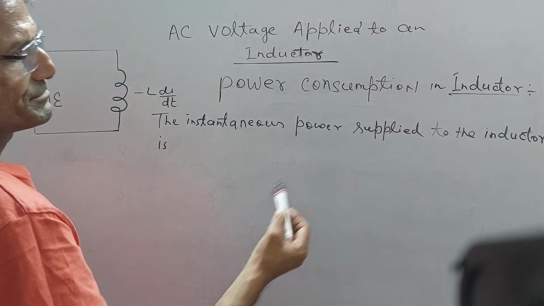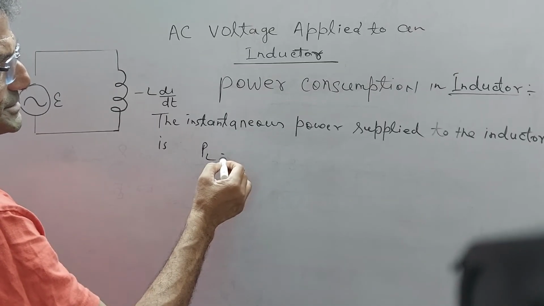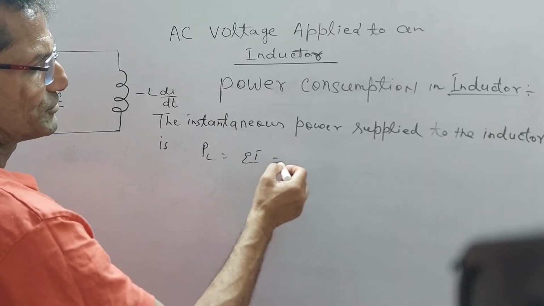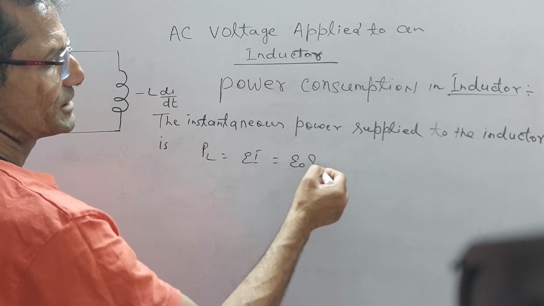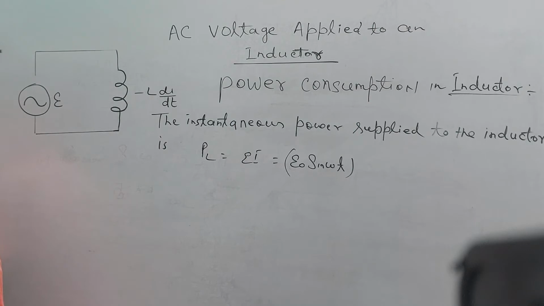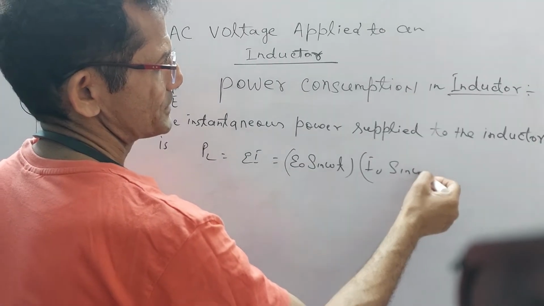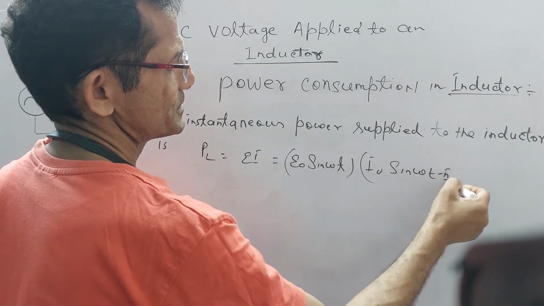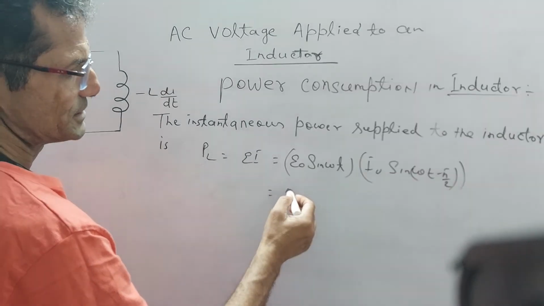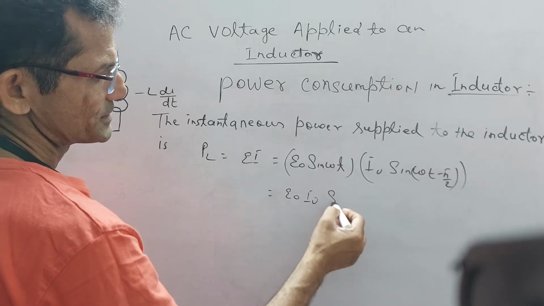The instantaneous power supplied to the inductor is PL equal to voltage into current. This is the formula. Put the value of the source voltage, E naught sine omega t, and the value of I, I naught sine (omega t minus pi by 2). With some simple calculation, it becomes E naught I naught sine omega t.